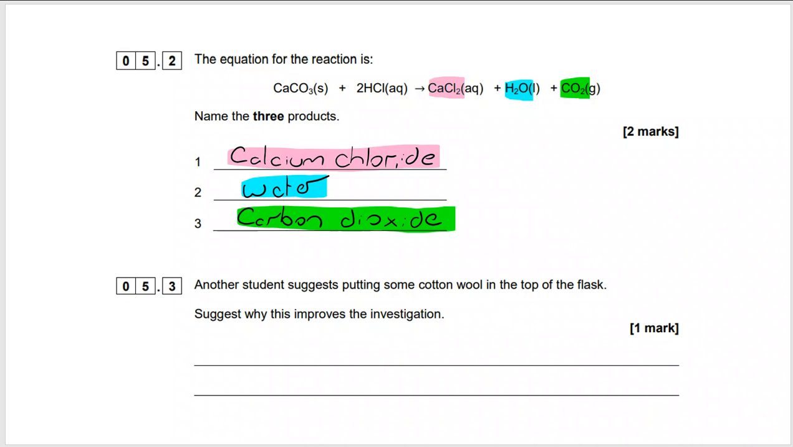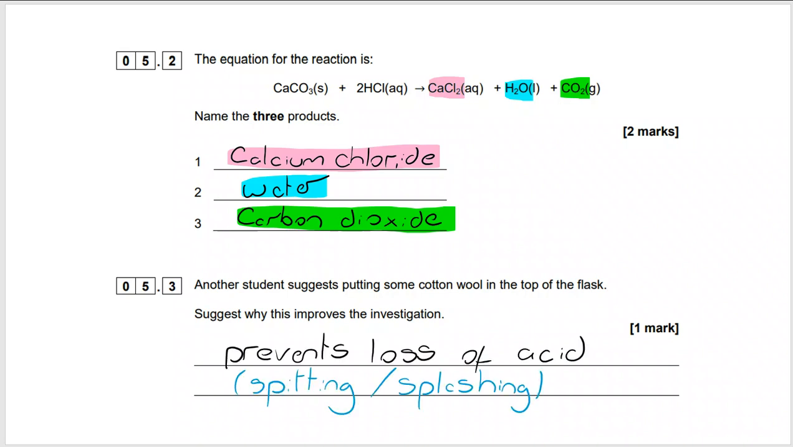Another student suggests putting some cotton wool in the top of the flask. Why would this improve the investigation? And what we're looking for here is that we're going to prevent loss of acid. Now, it's important that we think about that being splashes of acid that could be lost otherwise. It's not going to prevent evaporation because vapour can pass through cotton wool.